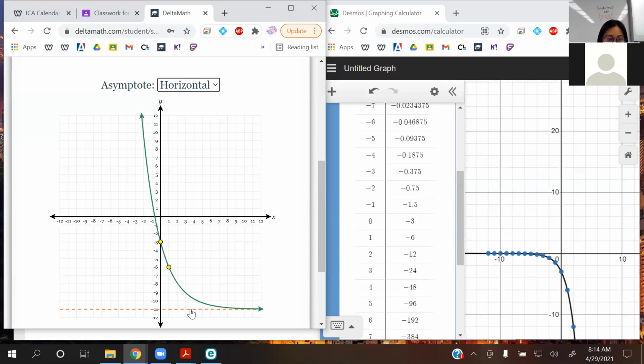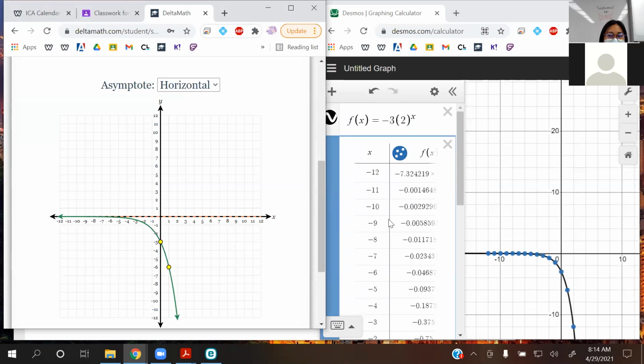And they gave it to us here. This is wrong. We want it at 0. So I move it there, and now our graph looks the same. Any questions on this one?